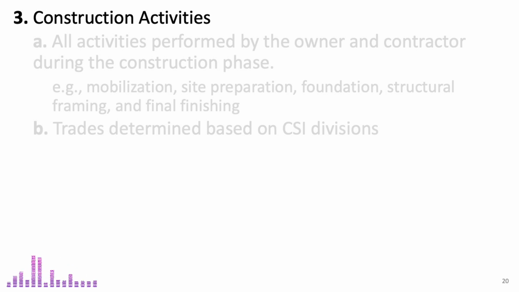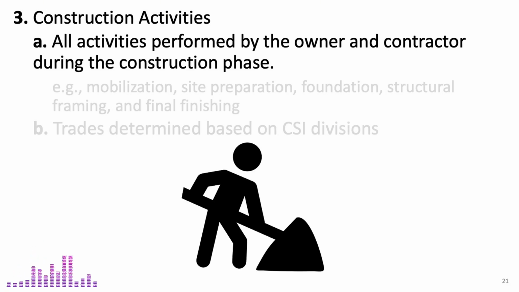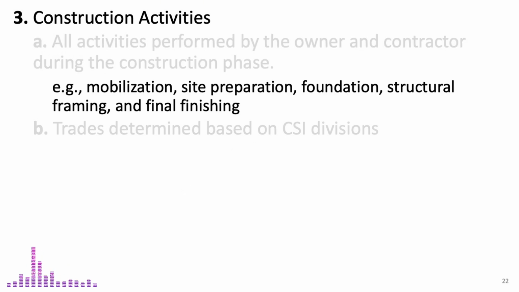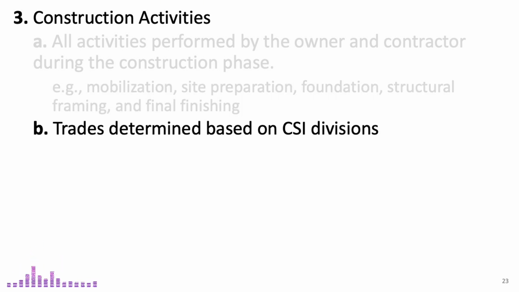The construction phase includes all activities carried out by both the owner and the contractor to bring the project to completion. These tasks range from mobilization and site preparation to foundation work, structural framing, and final finishing. Construction tasks are typically divided into trades. Each trade represents a specialized scope of work, such as electrical, plumbing, or structural steel.